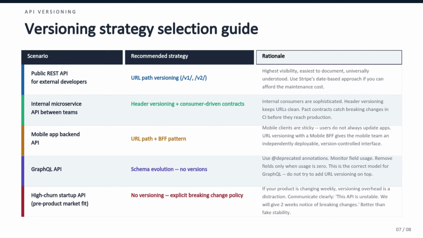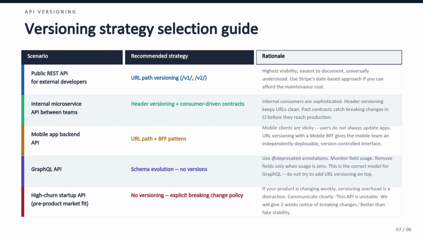And GraphQL servers can actually track which fields clients are still using. Very powerful. So once usage of an old field drops to 0, then you safely remove it. That is the proper GraphQL versioning philosophy. No V1, V2, V3, just controlled schema evolution.